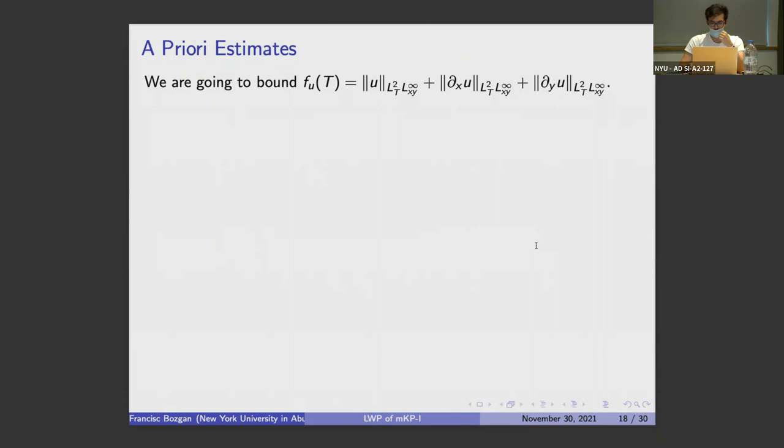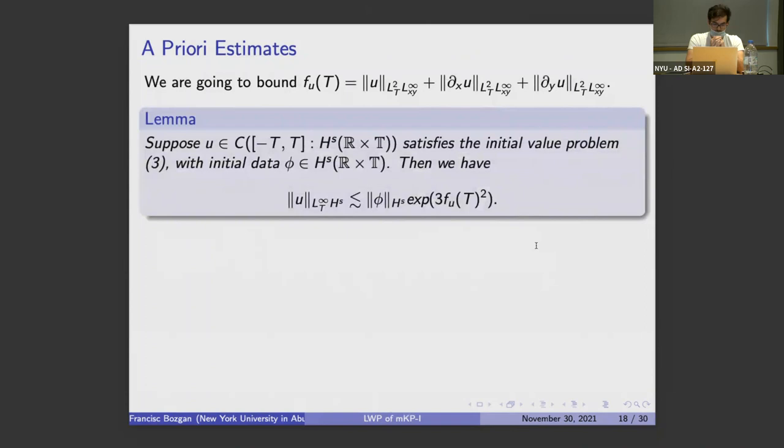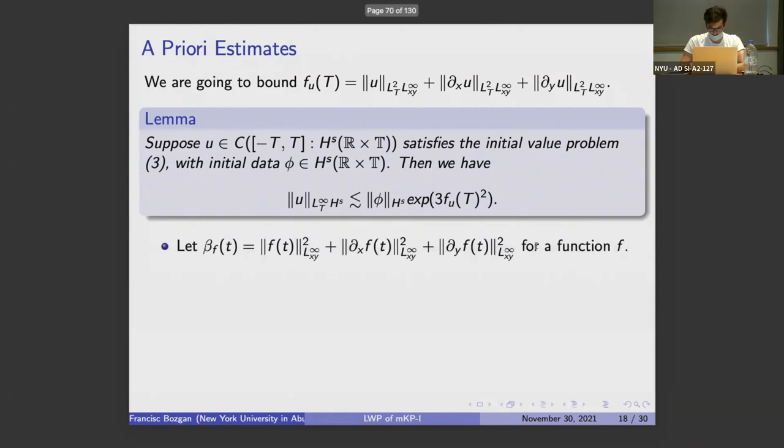Why is this important? It's because we can get the energy estimate. For the energy estimate, we can show that if u is in H^s of R cross T, and it satisfies the initial value problem, the modified KP1, with initial data in H^s, then we can bound the L infinity in time, H^s in space norm of u by the H^s norm of the initial data, and using the F sub u of t, the quantity that I have above. So that's why it's important to get that bound.